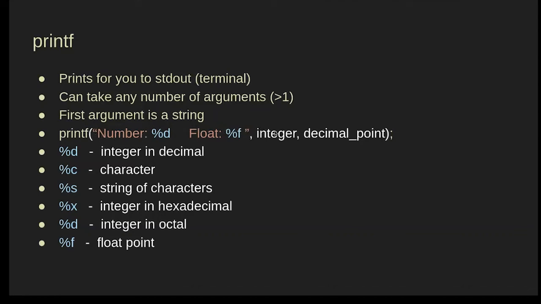and then you can have the escape characters, which means %d for integer in decimals, we saw %c to print a character, %s to print a string of characters, %x to print an integer in hexadecimal representation, %o for an integer in octal. This is not correct, please ignore it, this is a mistake in the slides. %f to print a floating point.